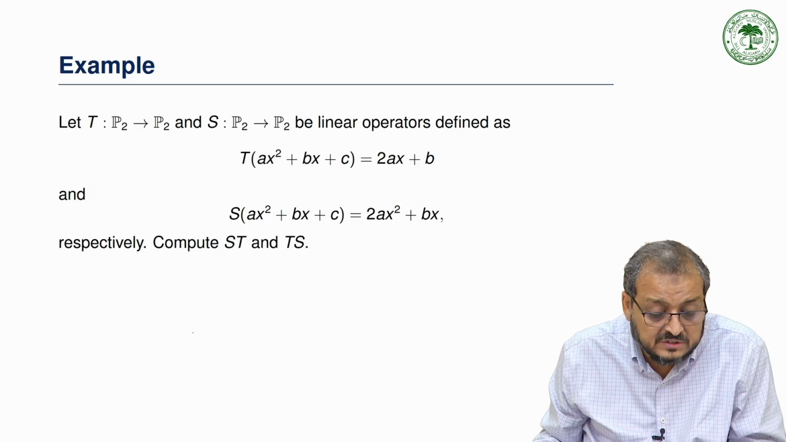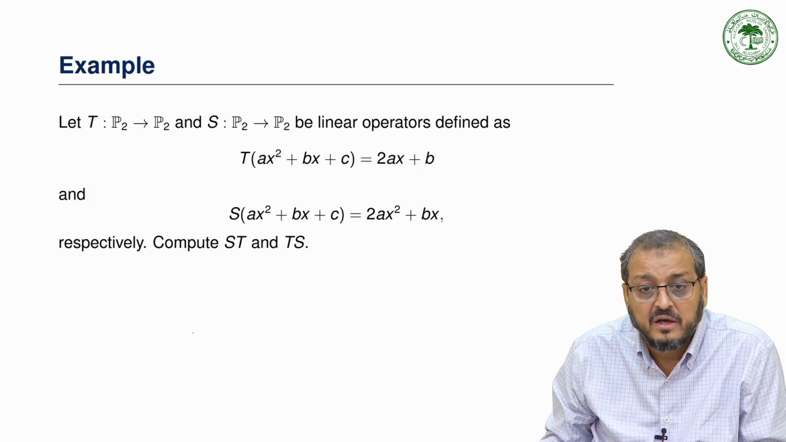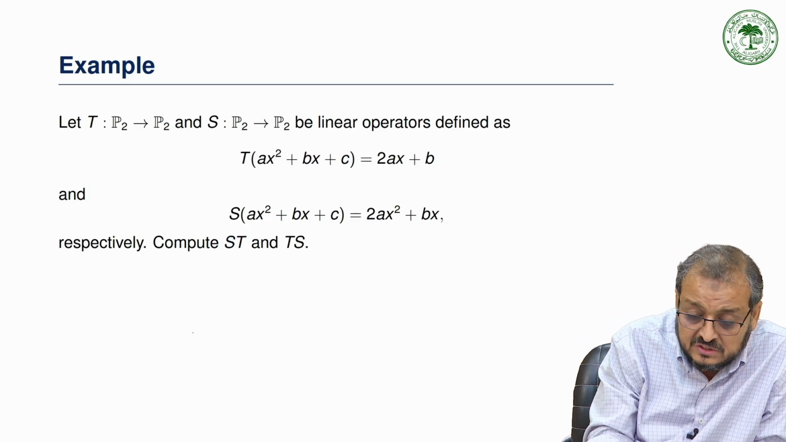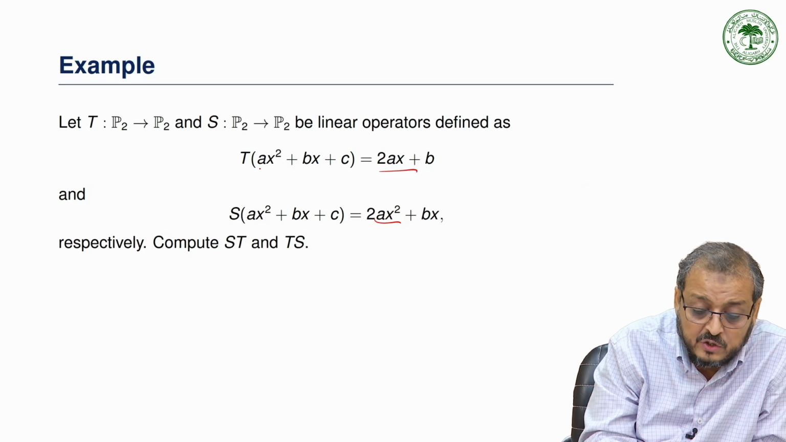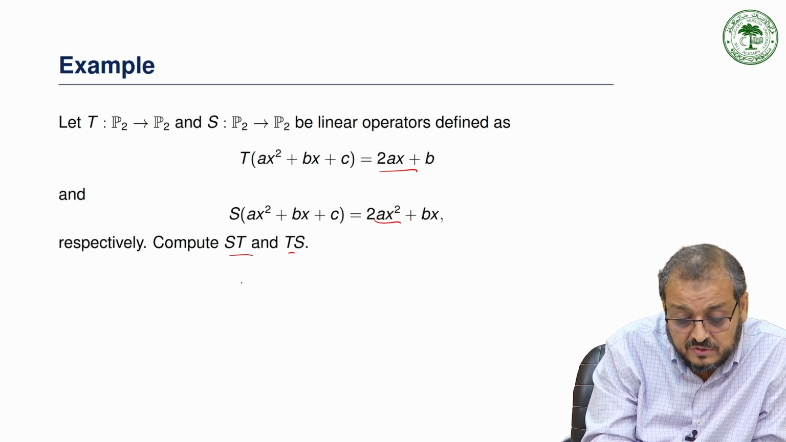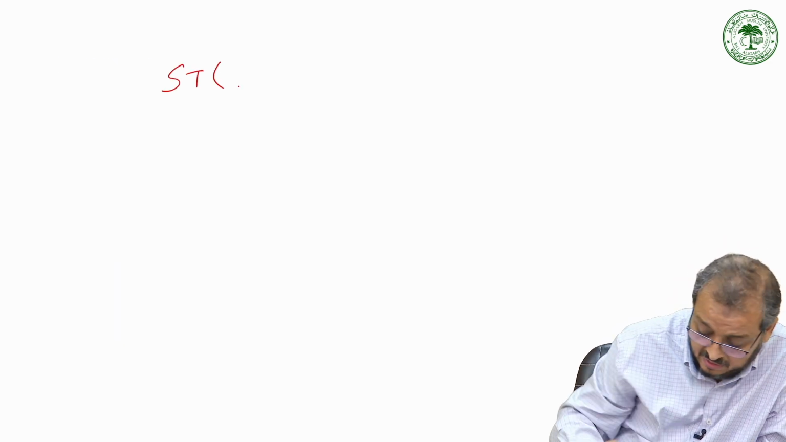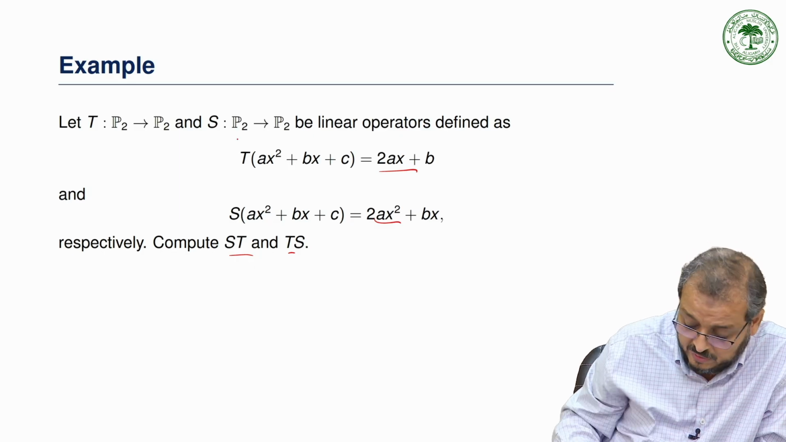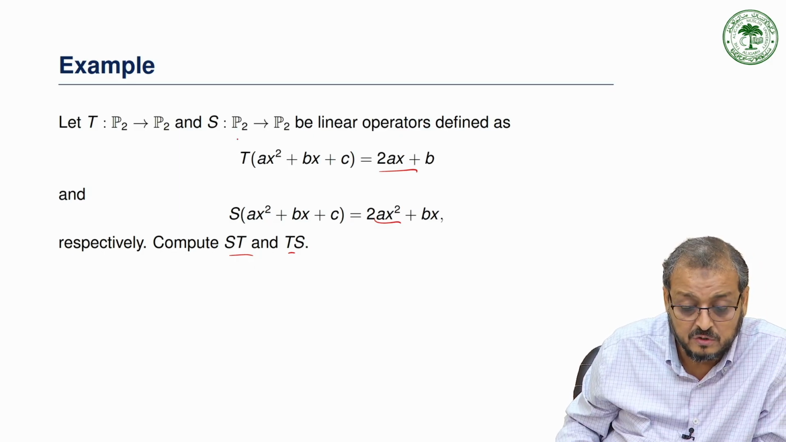Okay, one more example we have to calculate for the case of polynomials. So we define it in this form. We have to try to find what is ST and TS. So ST means we simply calculate the form of this. We have to first calculate ST on the polynomials of P2.